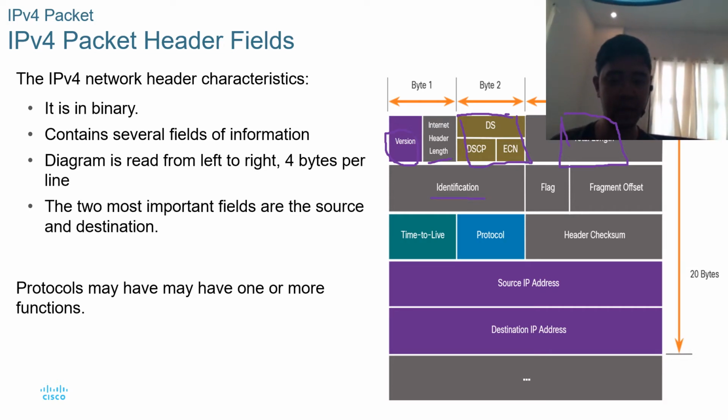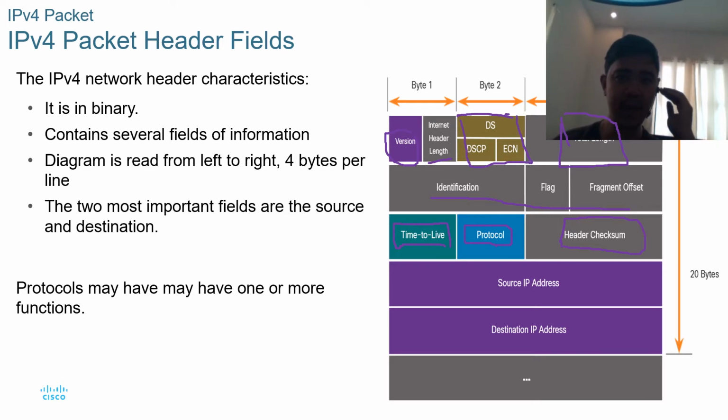Added information includes identification, flag, fragment offset, and header checksum. Error detection, if you remember, is the use of the checksum. Layer 4 is indicated in the protocol field. It indicates the layer 4 protocol. There's the time to live set. For example, the time to live is 255 milliseconds.